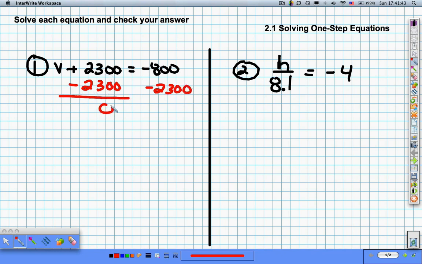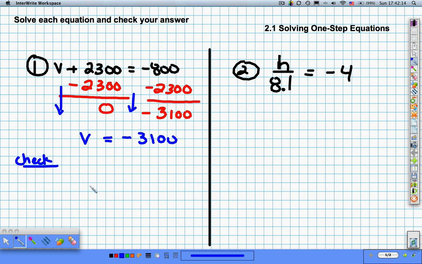So right here I get 0. And right here, a negative minus a negative actually means we're going to add both of them, and our answer will still be negative. 800 plus 2300 is 3100. So I'm now going to bring down my v, bring down my equal sign. So I have v, because I have nothing here, 0, equals negative 3100. Well, now I need to check my work.